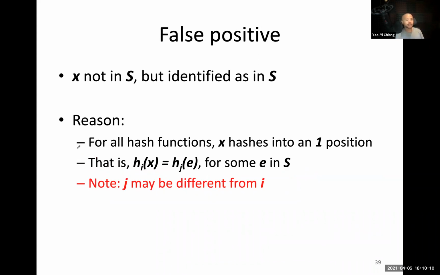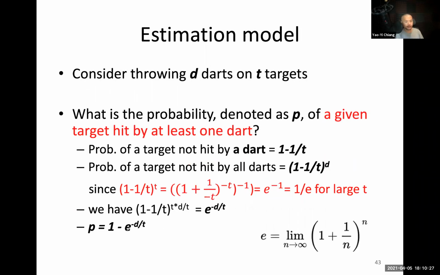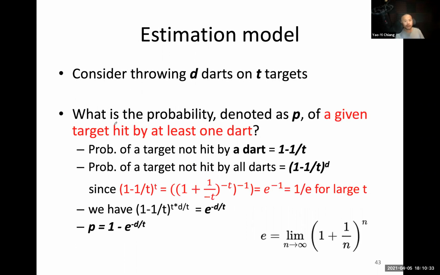So we talked about false positives, and the upper bound for your false positive rate. Most importantly, we want to have a closer upper bound. So how do we do that? We did this here: we consider throwing darts at T targets. Each dart is a hash result. A target is a bit position in your bit array. Based on all this calculation, we have an upper bound.